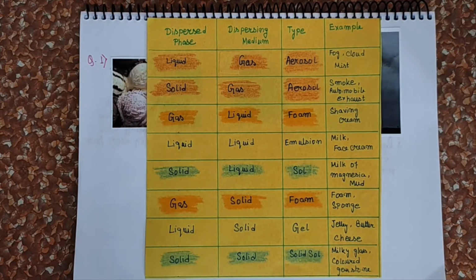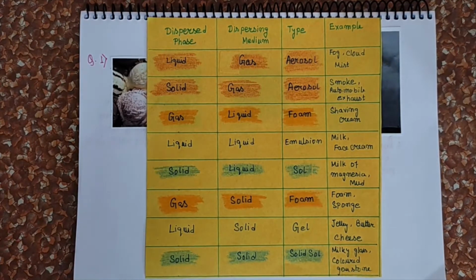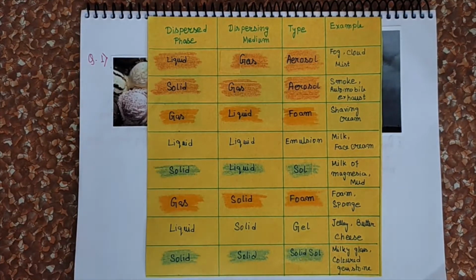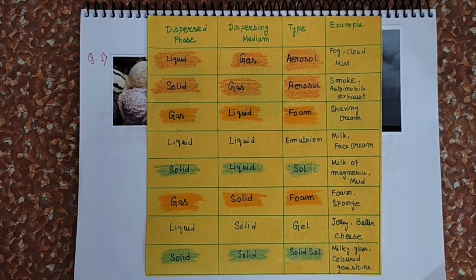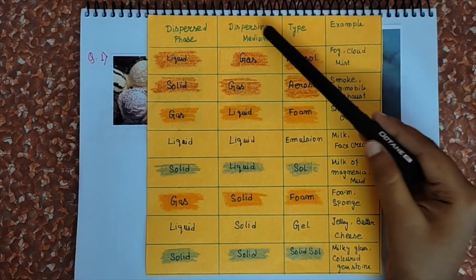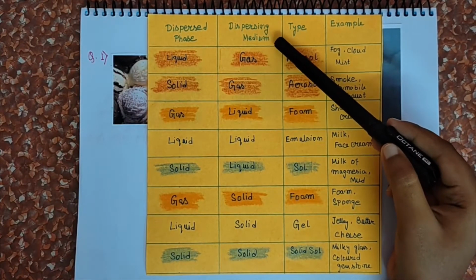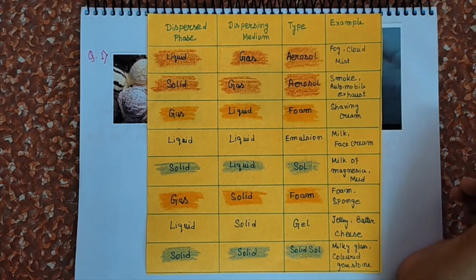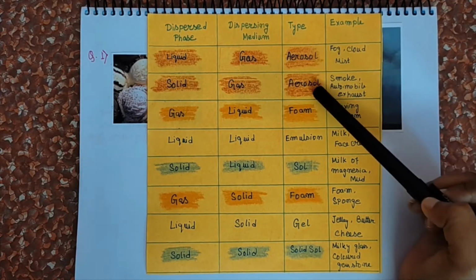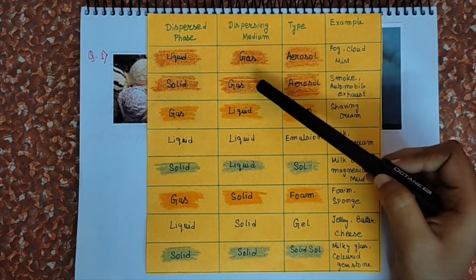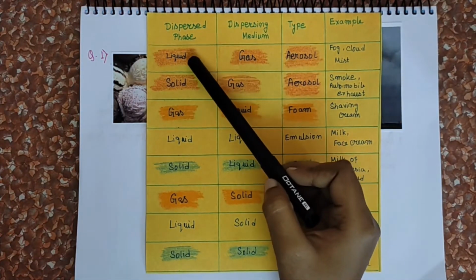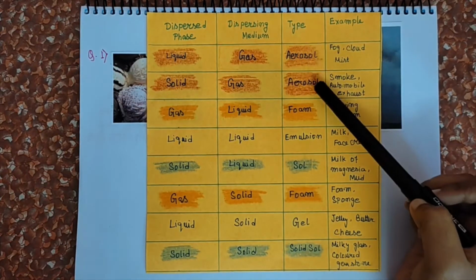Now, what is the type or categorization of this dispersed phase and dispersing medium? This is a very easy thing. You can make it on your own. Now, how? What I have told is that the dispersing medium is present in large amount. So whenever the dispersing medium is gas, no need to think anything. You will just write the type as aerosol. Whether the dispersed phase is liquid or solid, both will be aerosol.